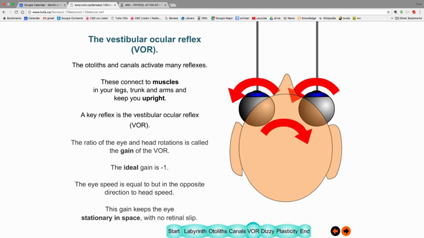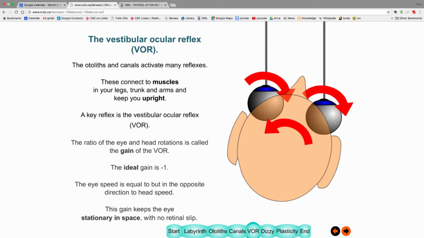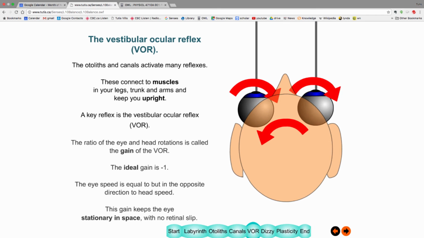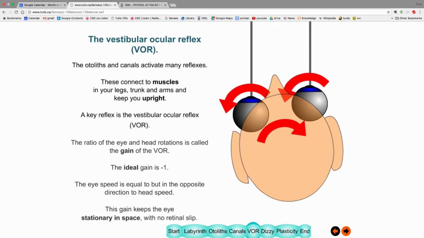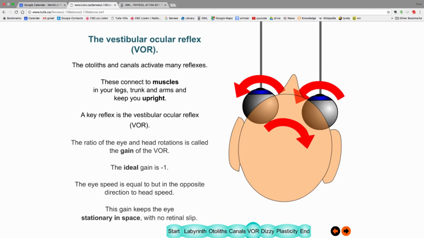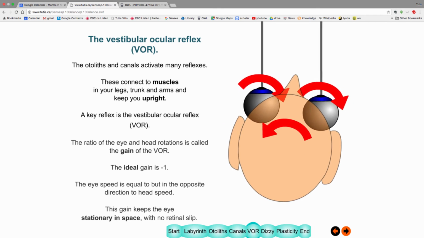And the whole point of that is then to have no retinal slip, that is, a crisp, stationary image on the back of the eye. And if you've taken any photography, you know that to get the best shot, you have to keep your camera still. Well, the eye is acting like a camera. If it's still, you'll see everything nice and clear.